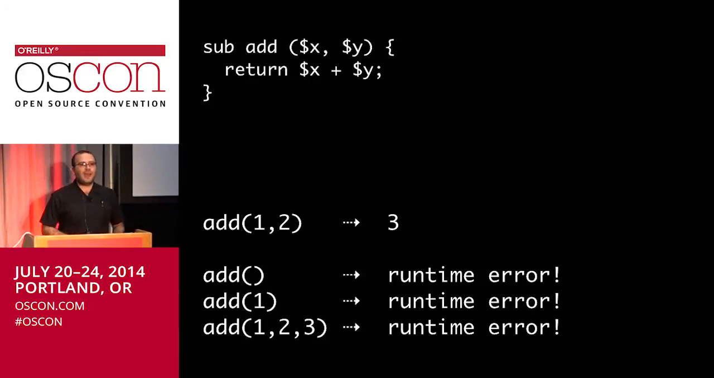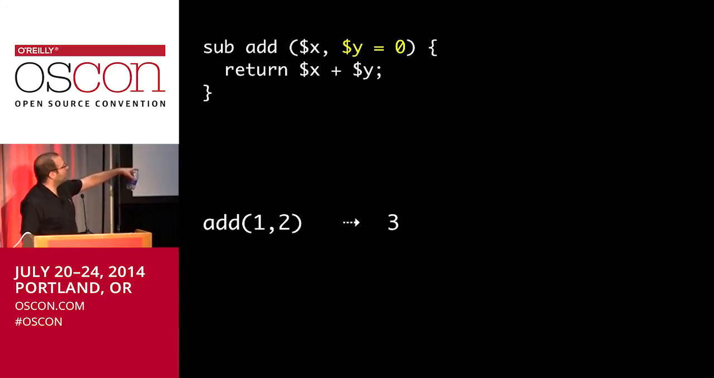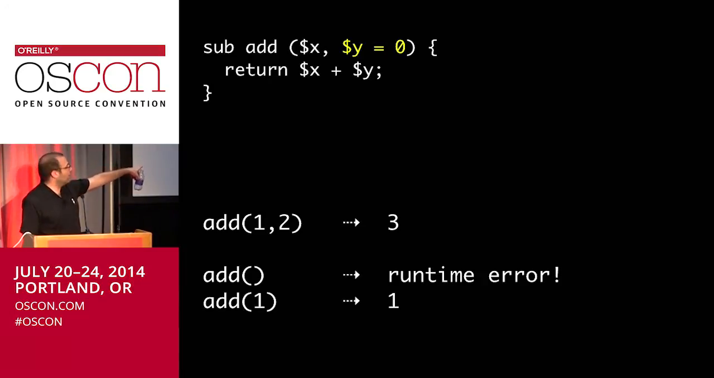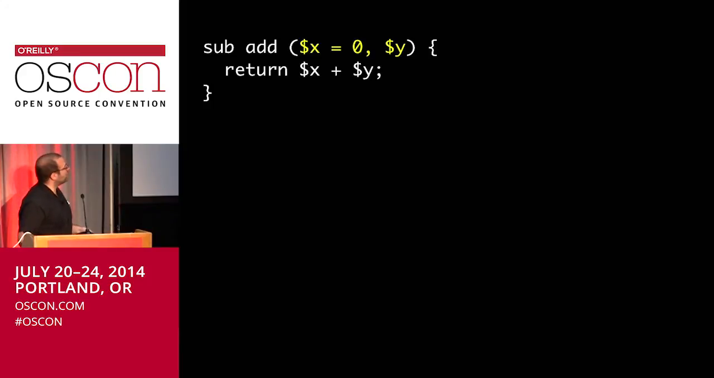If you think it's okay to add only 1 number, you can do that and say, add x and y. If not given, y will default to 0. And then everything works as you expect. 1 and 2 is 3. No argument, still runtime error. But now adding 1 works. Y defaults to 0, and you get 1 plus 0, which is, checking the math, 1. Great, Perl works.